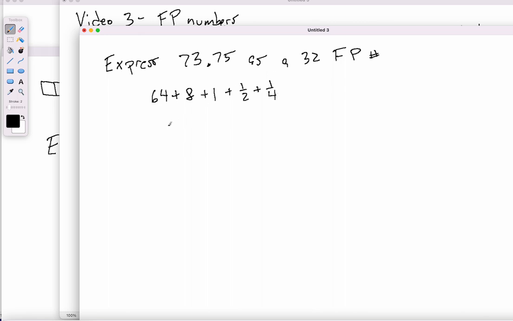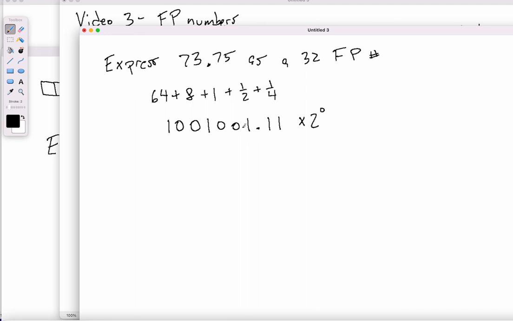So that's 64, then that's a 32, then that's a 16, then that's an 8, then that's a 4, then that's a 2, that's a 1, that's a 1/2, and that is a 1/4. And this would be times 2 to the 0. Okay, now we need to normalize.